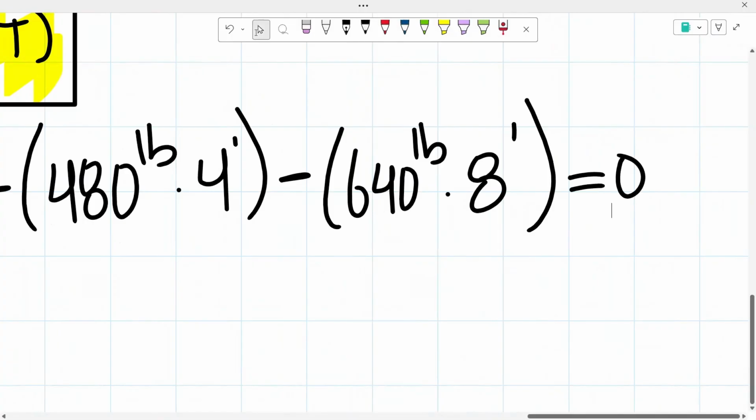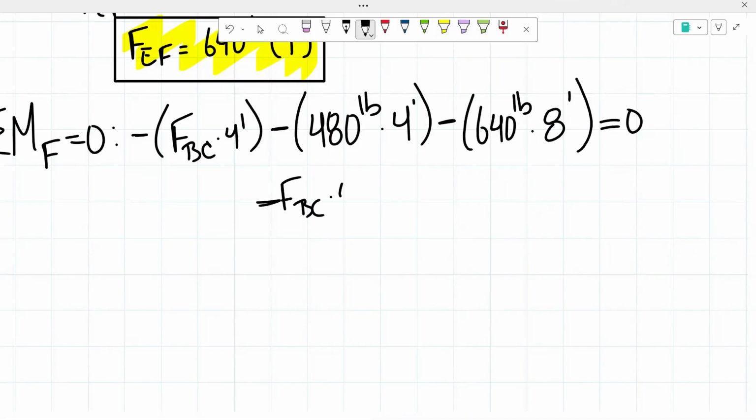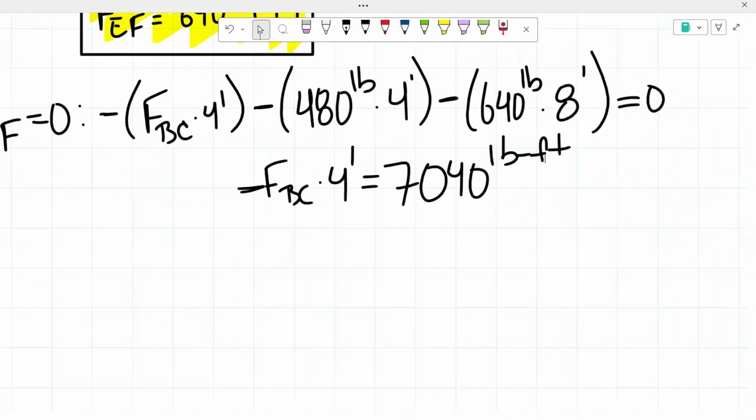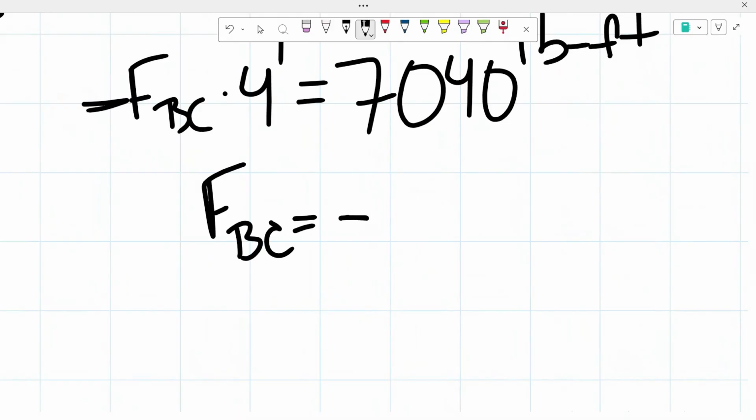And all of that has to equal 0. From there, we would end up getting that the negative force of BC times 4 feet has to equal 7,040 pound-feet. So when solving for the force of the bar BC, we would end up getting a value of negative 1,760 pounds. Since we got a negative number, that means that we assumed incorrectly at the beginning, meaning that it's going to be in compression.